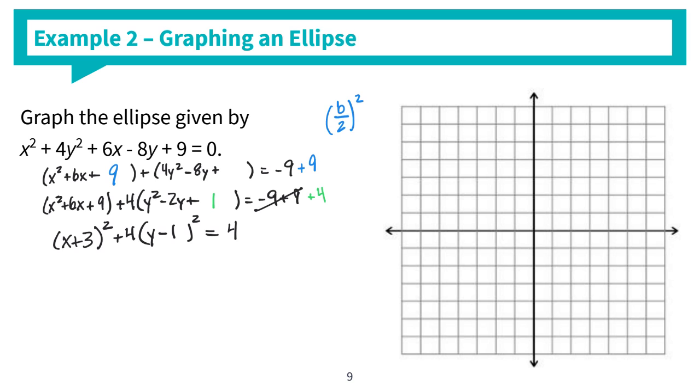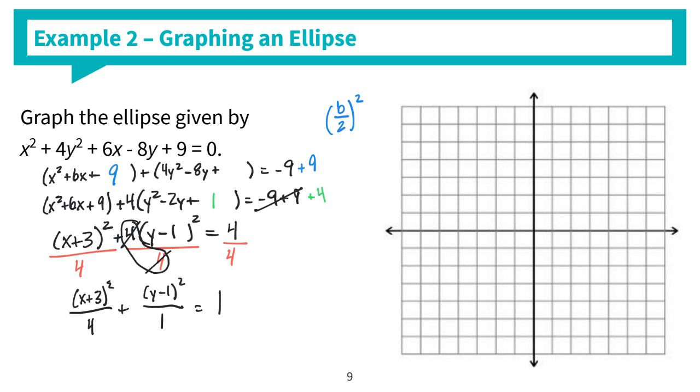So we are almost to standard form. What we need on the right side, remember, is a 1, and I have a 4. So I need to divide each of these terms by a 4. So I'm going to have x plus 3 squared over 4. If I simplify this fraction, they actually cancel out, and I'm just left with a 1. So I'm going to have y minus 1 squared technically over 1, and 4 divided by 4 is 1.